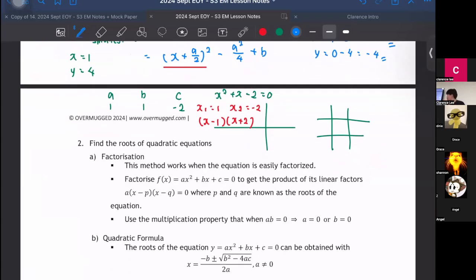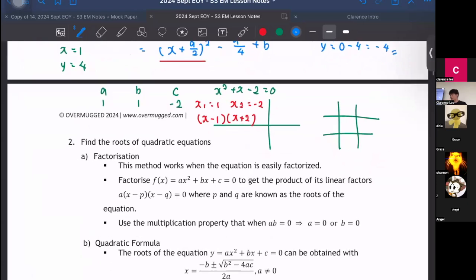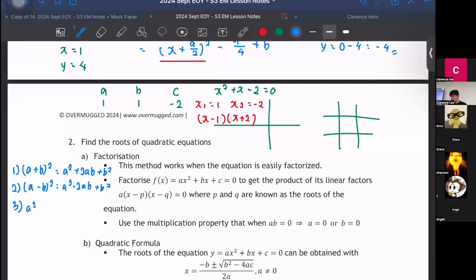And of course, when it comes to factorization like this, the 3 special identities that you must know from Sec 2 will remain the same, which is your a plus b square equals a square plus 2ab plus b square, right? And your a minus b square, a square minus 2ab plus b square. And last one, your a square minus b square equals a plus b, a minus b. Okay, this one you learned in Sec 2, right? So you should be using them because it will follow you all the way until O level.